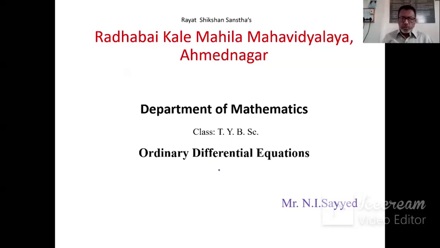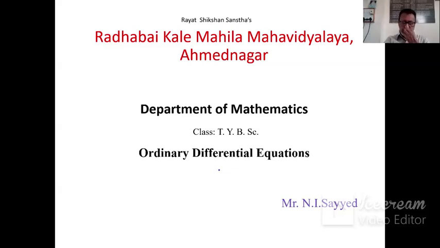Now, today we want to see how to solve the given non-homogeneous linear differential equation with both constant and variable coefficients by the method of variation of parameters. Now, this method is actually the generalization of the method of reduction of order.